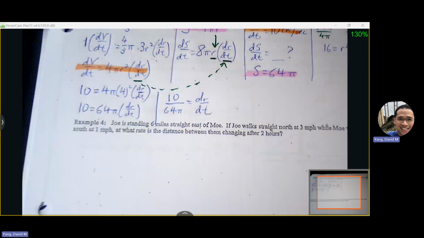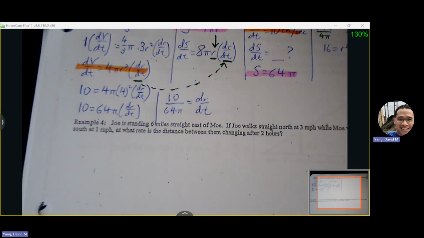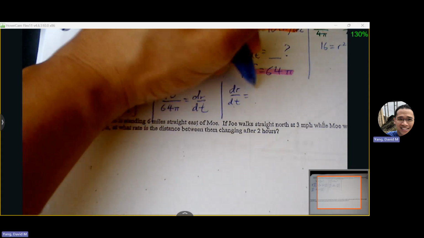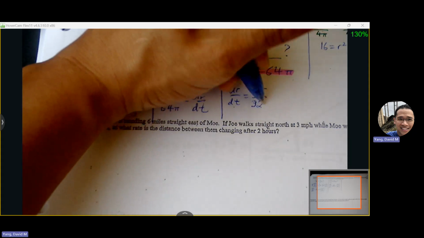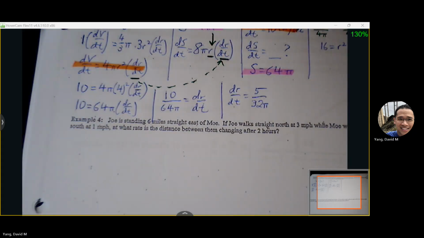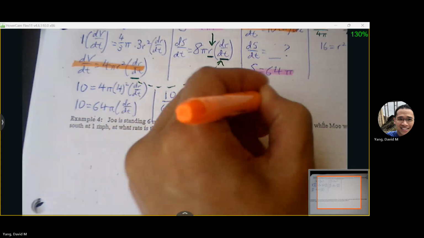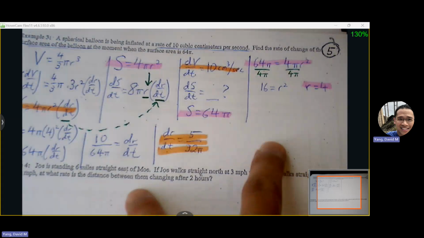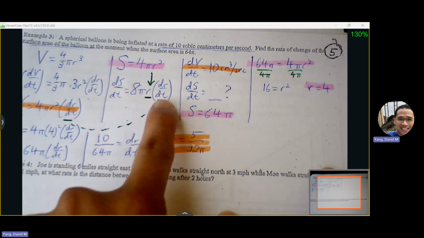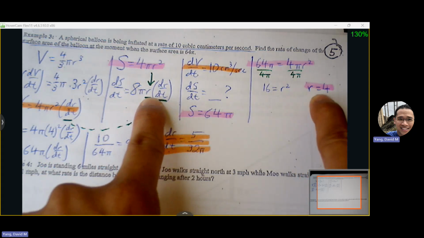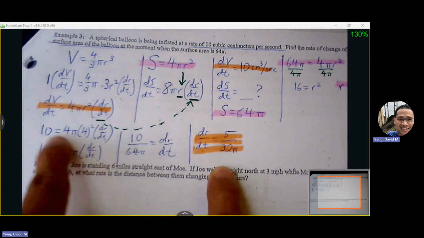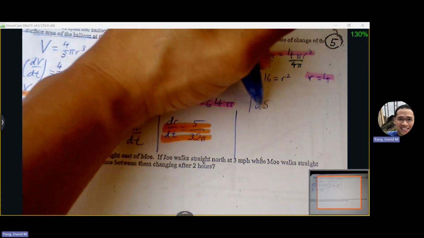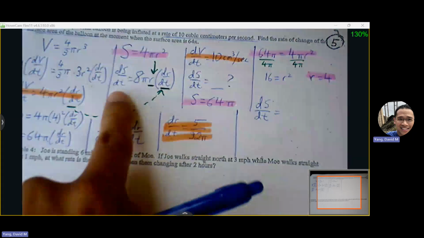So if I reduce this 10 over 64, I get 5 over 32, but the pi is still in the denominator. So I have dr/dt being 5 over 32. So that's the result of the second piece that I need. So now everything I need is in front of me, right? I can now solve for dS/dt because I have r, which I got from S. I have dr/dt, which I got from my dV/dt equation. So now the final piece is just putting all that into my equation.